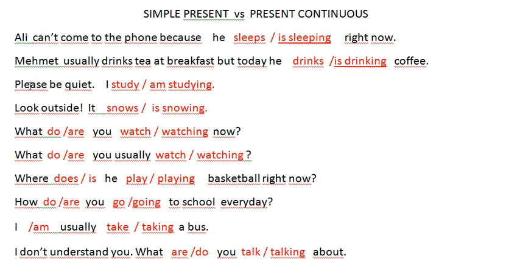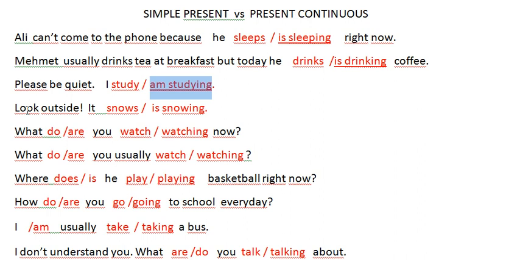So the third example, the first sentence, please be quiet. So when we say please be quiet to somebody, we're talking now. The second sentence, I am studying. So I want somebody to be quiet because I am studying right now. So we don't have to put now here because we're talking now. We're asking somebody to be quiet now.